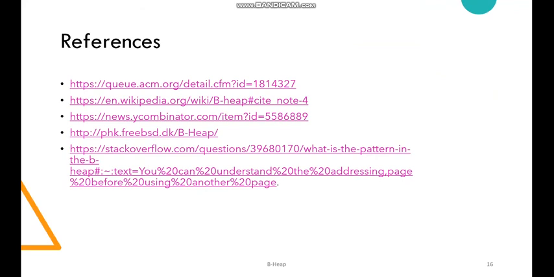These are the references I've used. One is Wikipedia, and another is ACM, and so on.